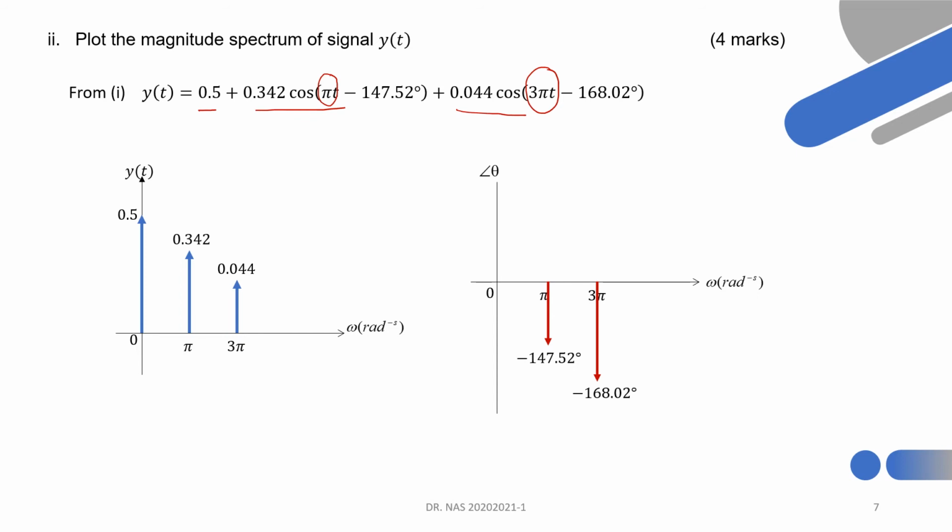Next is the phase spectrum. When the frequency equals pi, the phase is negative 147.52. When the frequency equals 3 pi, the phase equals negative 168.2. Don't forget to label all values, and don't forget the x-axis and unit as well. If it is volt, then you need to put volt.